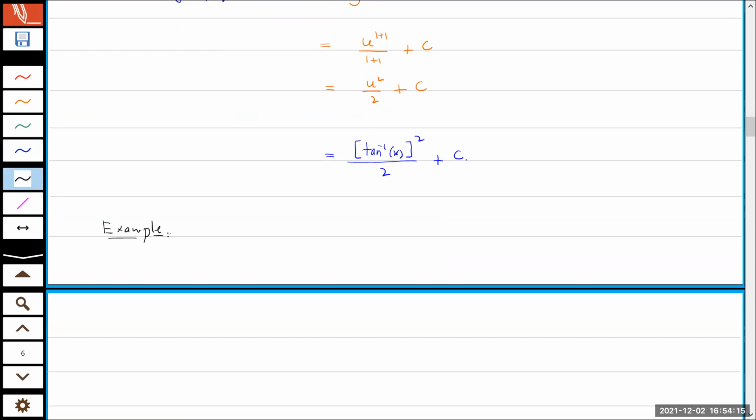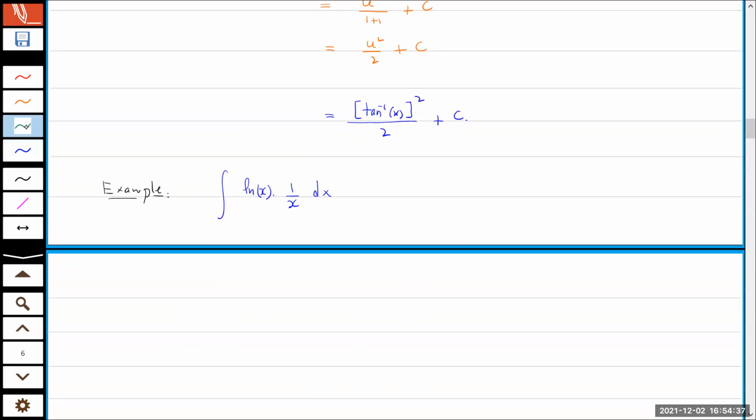Now suppose I have the integral of natural log of x times 1 over x dx. Now you see, when we look at this integrand ln of x times 1 over x, the derivative of ln x is 1 over x. It's inside my integral. So it's all set for substitution. I would go ahead and write, let u equal this function ln of x, because I already have its derivative in the integral. It might simplify my work.